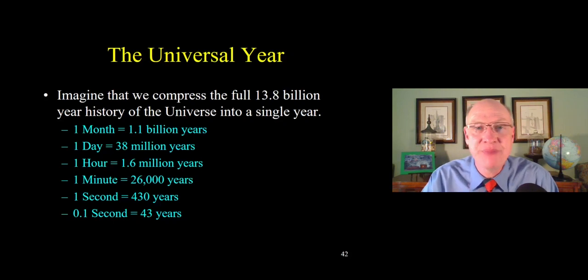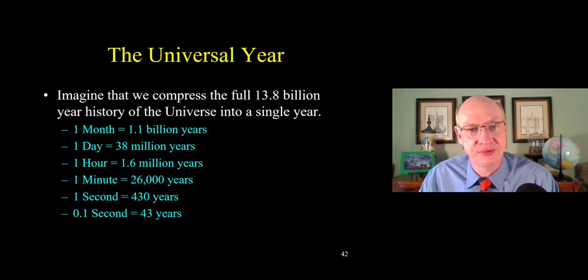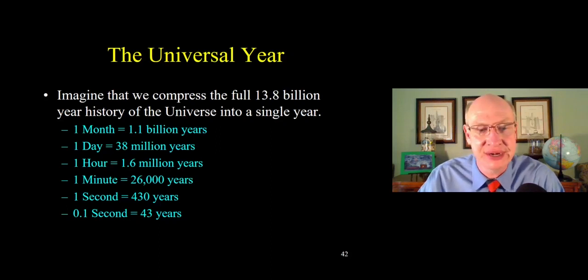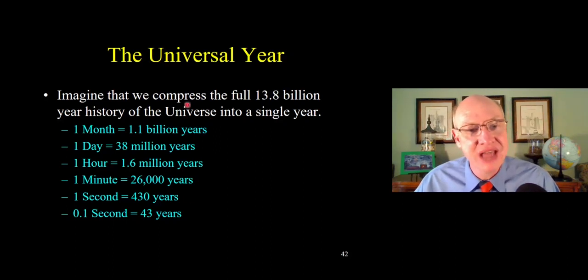That is, the Big Bang happens on January 1st at midnight, and December 31st at midnight is right now. So let's look at the history of the universe and some of the important events that have happened in this calendar year. If you're curious, here's how it breaks down. 1 month on this cosmic calendar translates into about 1.1 billion years. A day is about 38 million years.